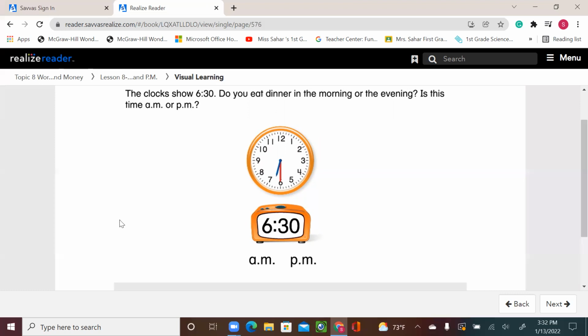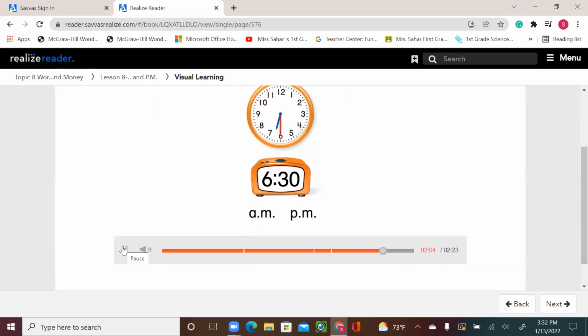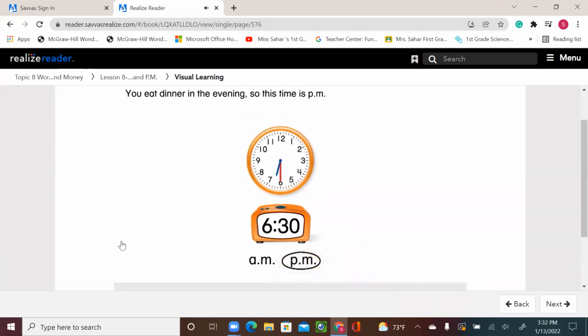So as you see, the events help you to figure out when this is happening. If I say I go to school or my classes in the school start at 8:30, that means it's 8:30 a.m. If I say I eat my lunch at 12:30, that's going to be 12:30 p.m. If I say, for example, I eat my dinner at 6:30, that means evening time, so it's going to be p.m. You eat dinner in the evening, so this time is PM.